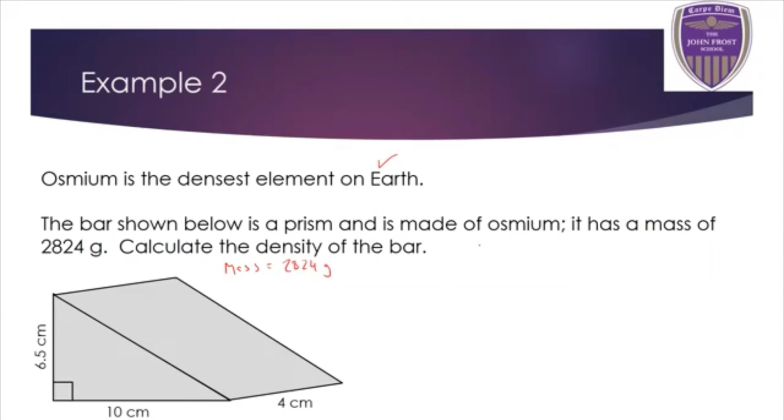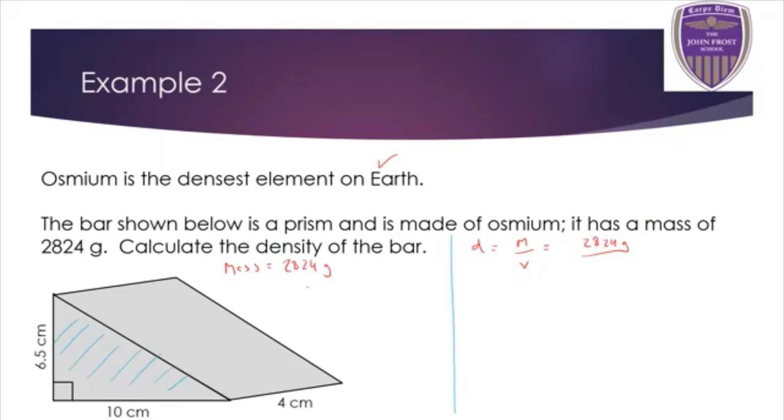Again, I'm going to go shorthand now. I'm going to use D for density, M for mass, and V for volume. I know the mass is 2,824 grams. But again, I don't know the volume. But remember, in previous lessons, we've done triangular prisms, haven't we, the volume? Remember, it's all about the cross-section.